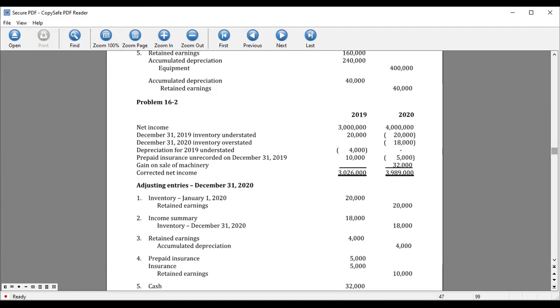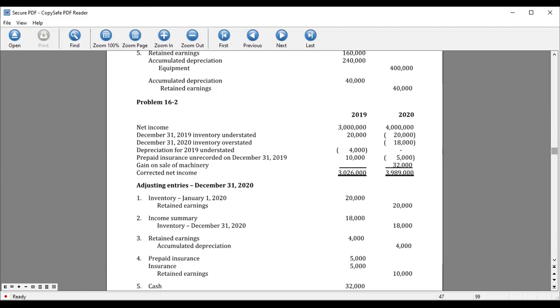However, on December 31, 2020, the inventory is overstated by 18,000. Since it was overstated at December 31, 2020, we are going to deduct the amount of 18,000. Depreciation for 2019 is understated, meaning the net income was overstated. So we have to deduct.